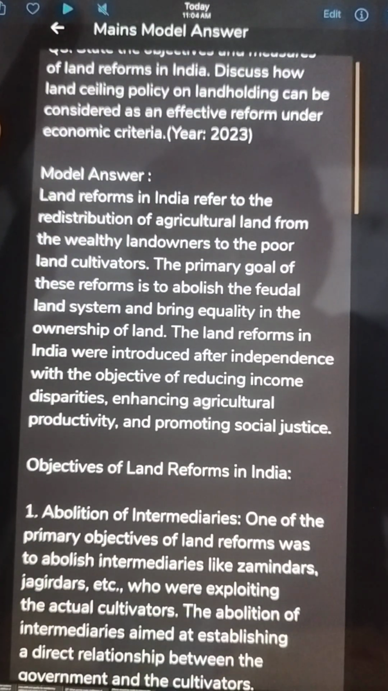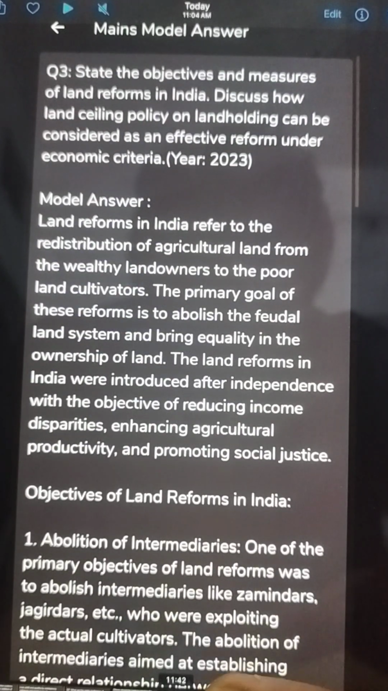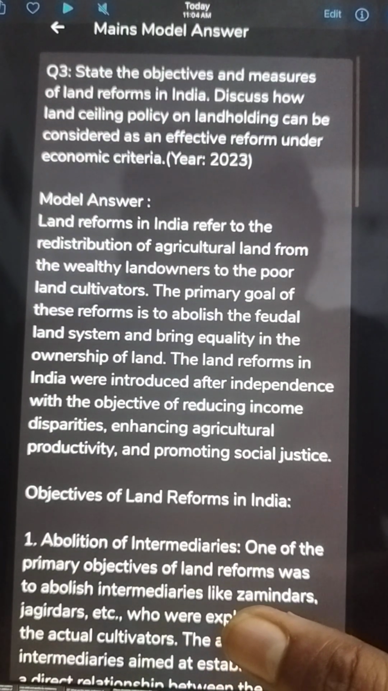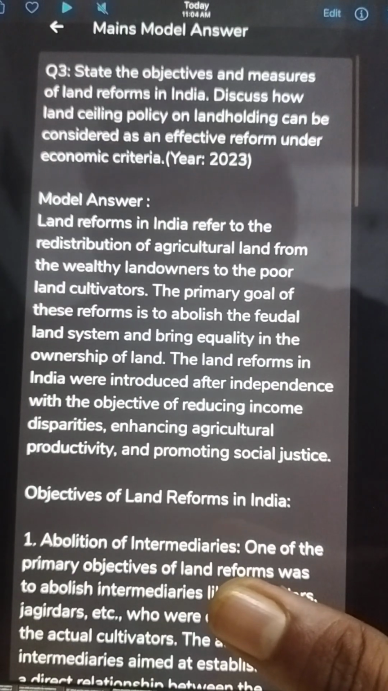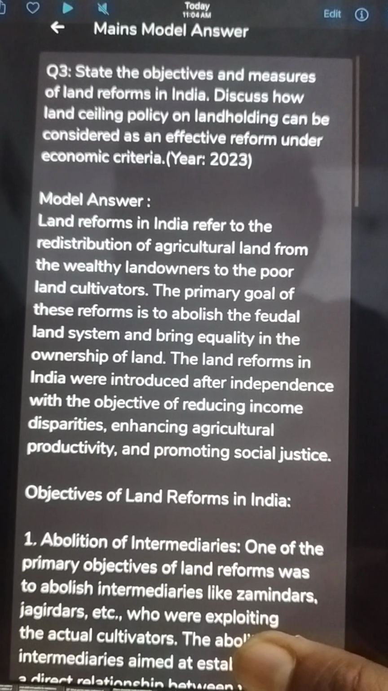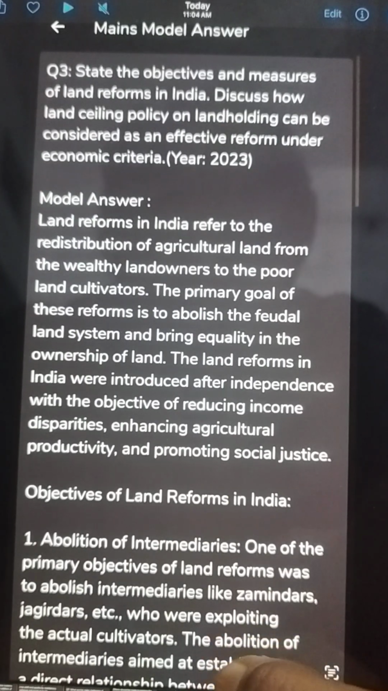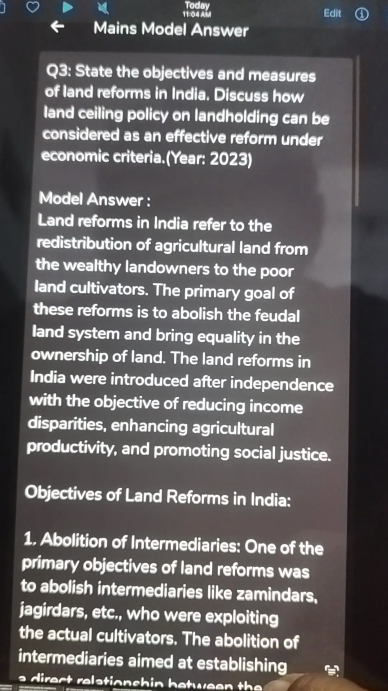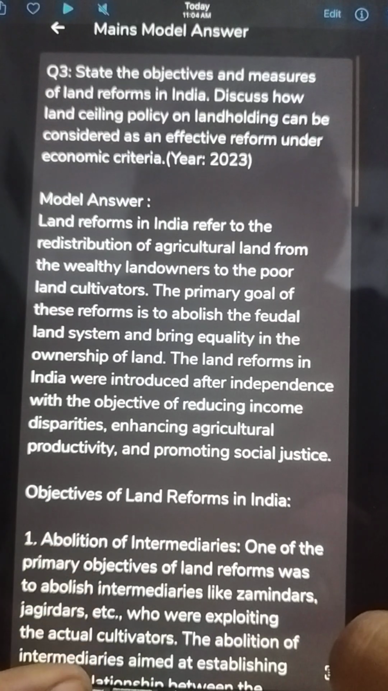Then comes: state the objectives and measures of land reforms in India. Discuss how land ceiling policy on land holdings can be considered as an effective reform under the economic criteria. Land reforms in India refer to the redistribution of agriculture land from wealthy landowners to the poor land cultivators. The primary goal of these reforms is to abolish feudal land systems and bring equality in the ownership of land.